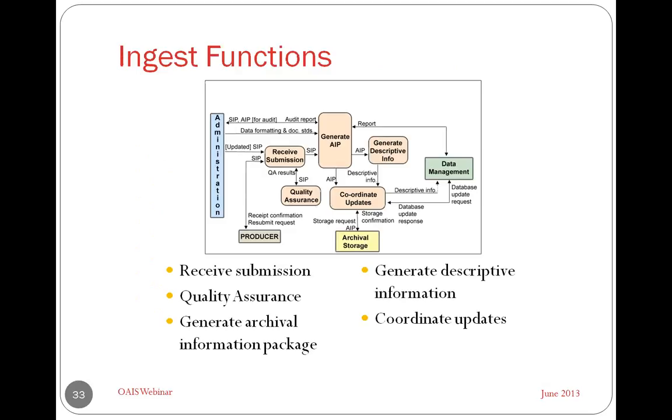So the first is ingest functions, or how the object is brought into the digital archives. Ingest functions receive the submission, perform quality assurance, and generate the Archival Information Package, the AIP. Ingest functions also generate descriptive information and coordinate updates. So think of it this way. The content arrives, what will the OAIS accept, and how?